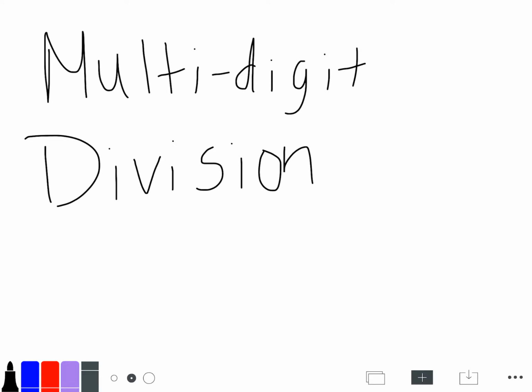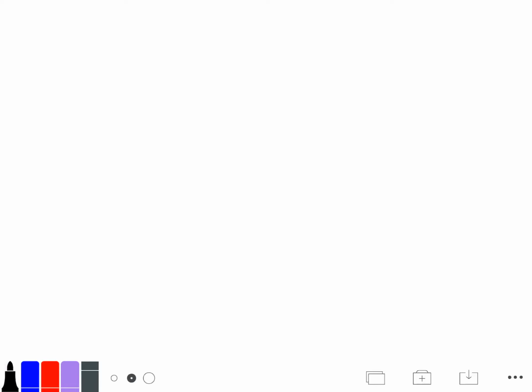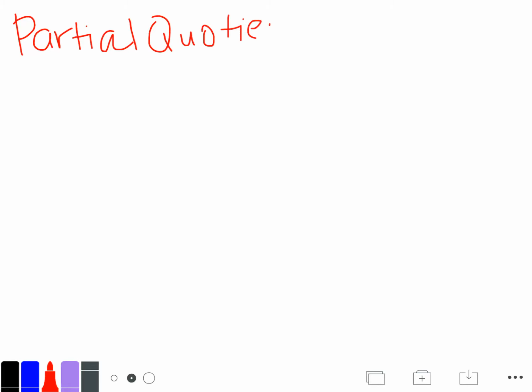We're going to use two strategies today, partial quotient and the standard algorithm. The first one is partial quotient. You'll find that I have a little pause here and there where I might be just doing some mathematical thinking, so I'll try to talk over those moments even though I might not be writing.